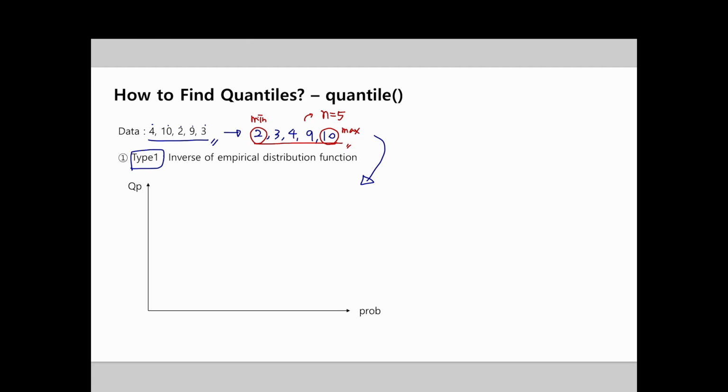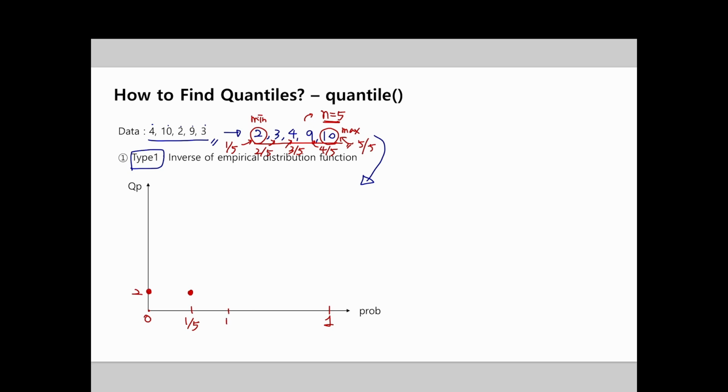And since the number of data is 5, the locations in this data are 1 divided by 5, 2 divided by 5, 3 divided by 5, 4 divided by 5, and 5 divided by 5. And these ordered pairs are plotted as follows. The minimum is 2, and when the probability is 1 divided by 5, it is also 2.